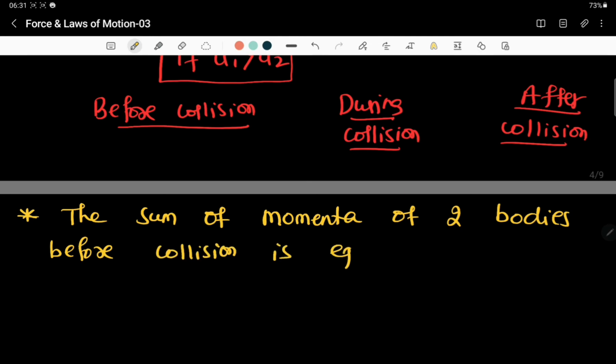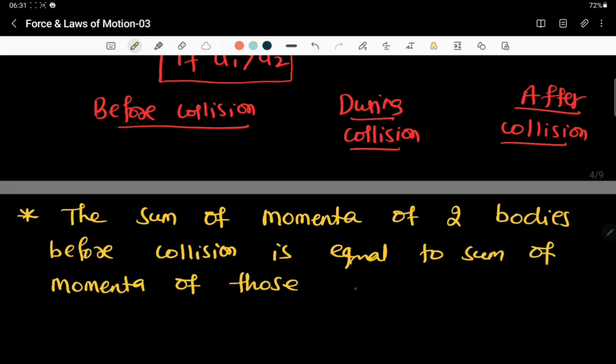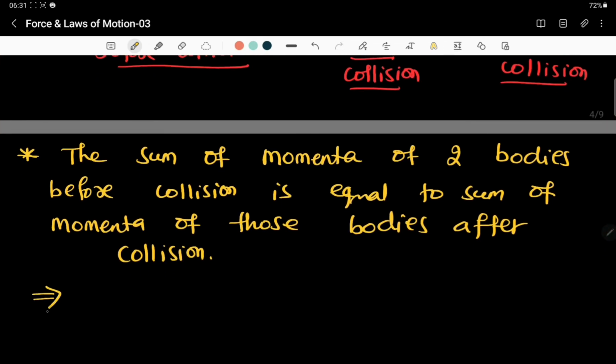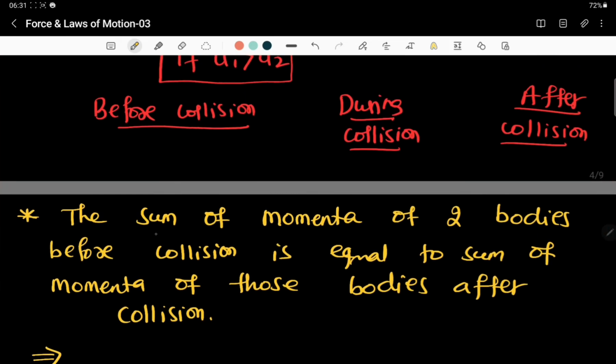is equal to the sum of momenta of those bodies after collision. All right, after collision. So this is the law of conservation of momentum. Now look at this, sum of momenta of two bodies before collision.